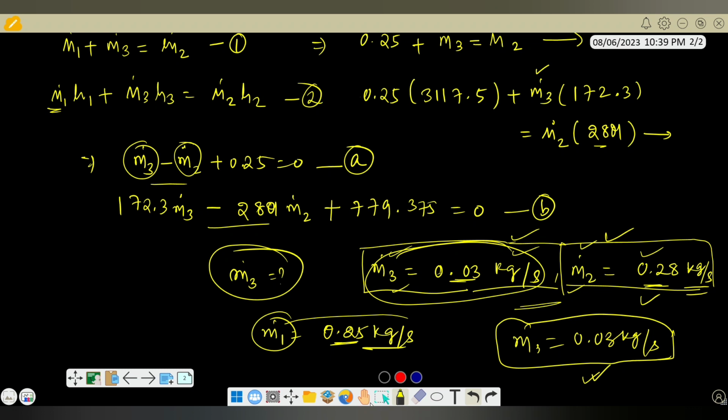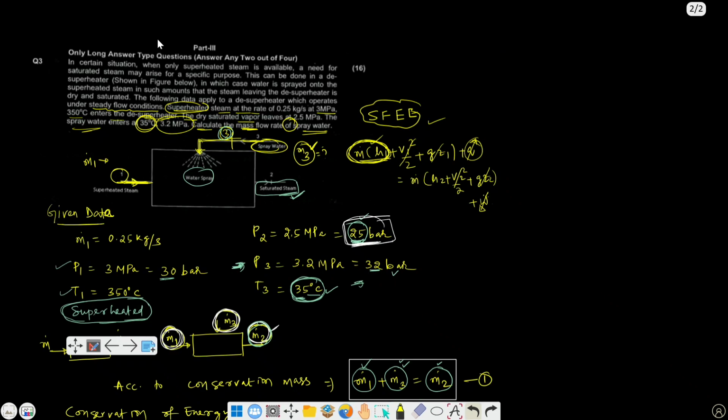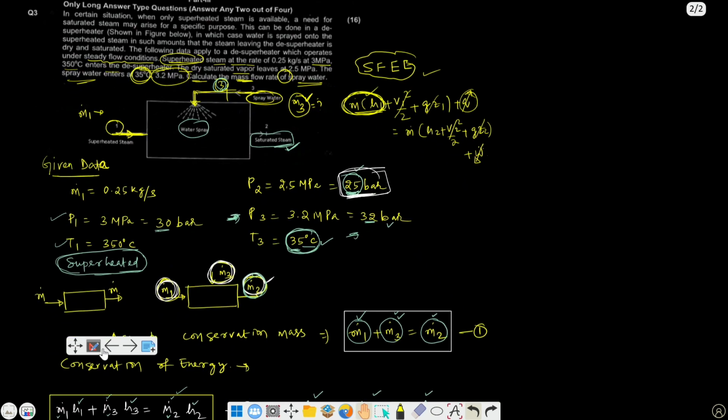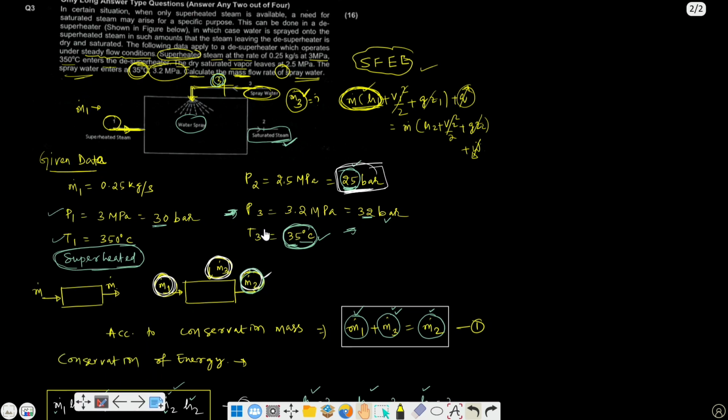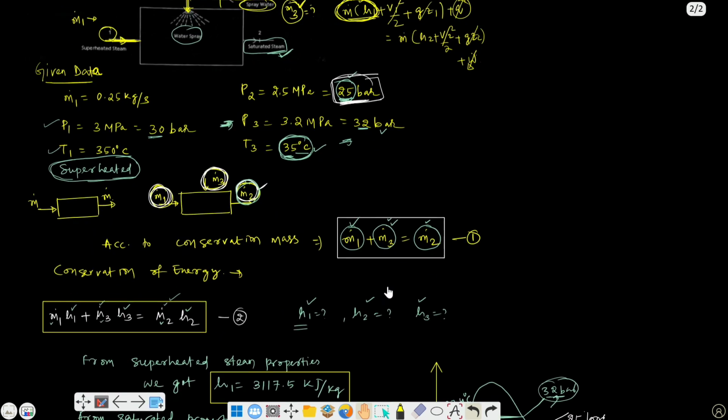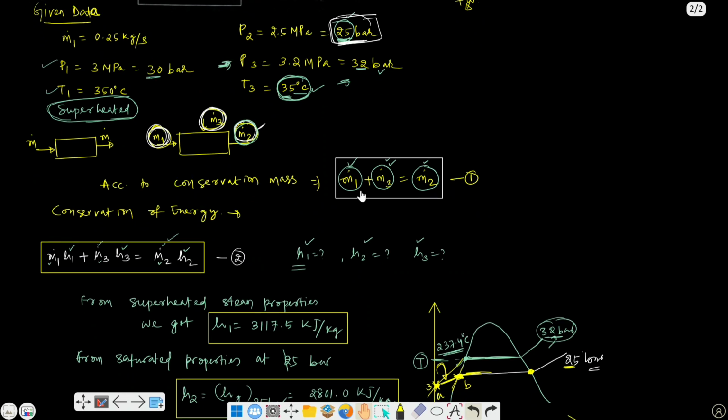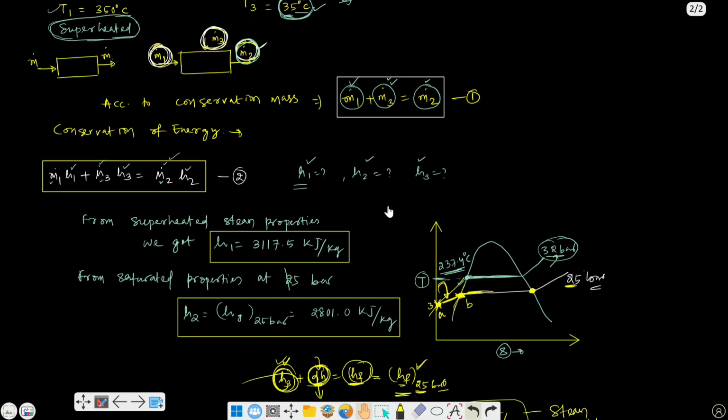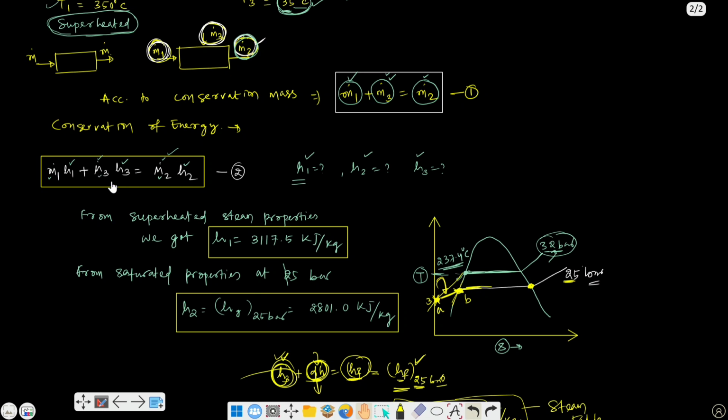Let me show the solution on a page. Hope you understand this question. We started by considering the data given to us. We applied conservation of mass, then conservation of energy. m dot 1 is given and we want to find m3. If we can find h1, h2 and s3, then we can find the value of m3.